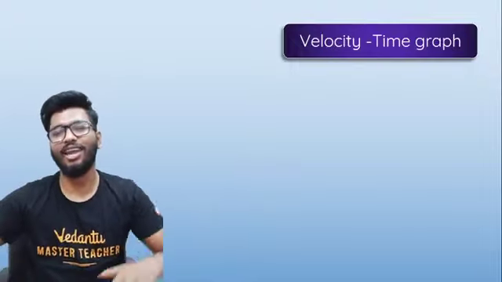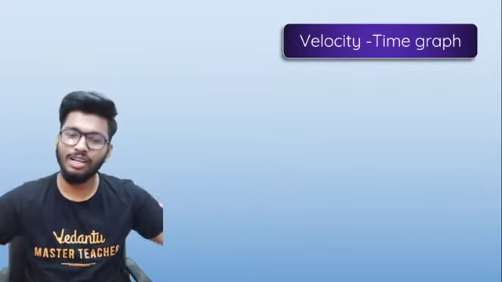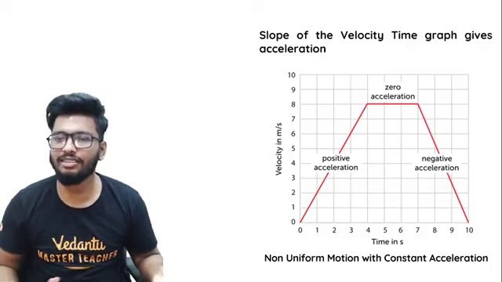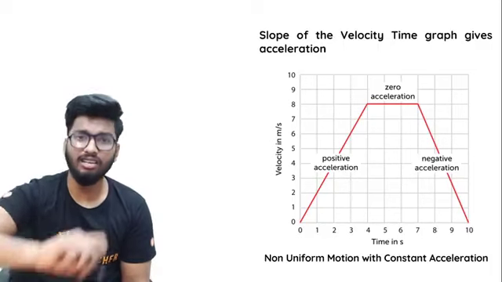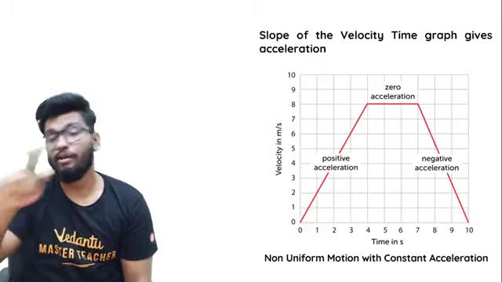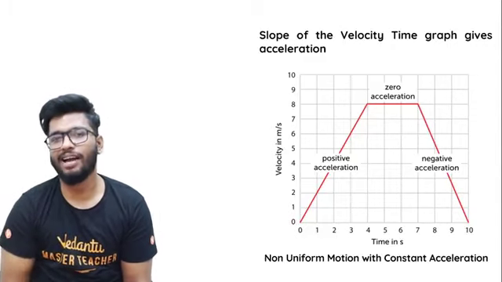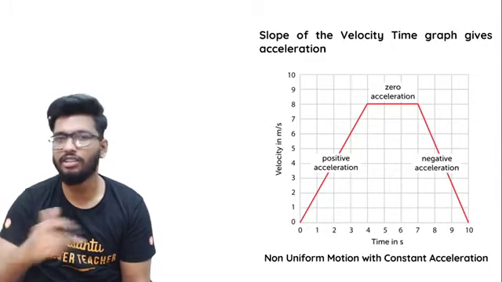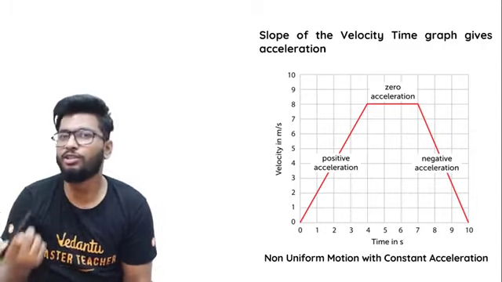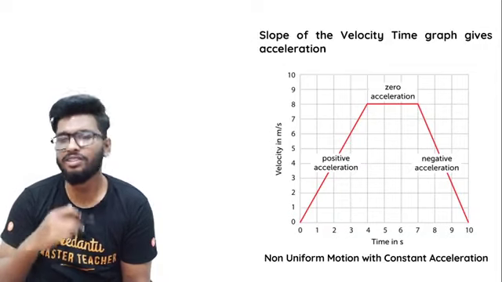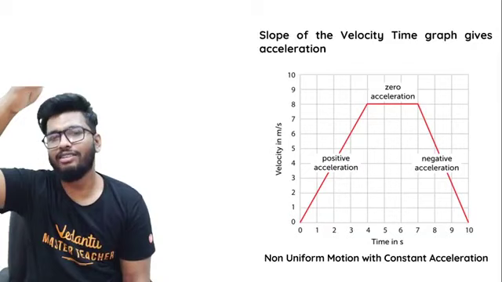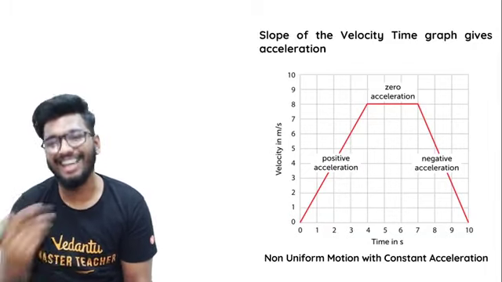Alright, guys, with that out of the way, let's talk about velocity time graph now. So a velocity time graph is basically velocity on the y-axis and time on the x-axis. If it is a linear curve which is moving upwards, then it's positive acceleration. If it's parallel to the time axis or x-axis, then it's zero acceleration. In other words, it's uniform motion. Zero acceleration means the body's velocity is not changing, because acceleration is the rate of change of velocity. So that means it's uniform velocity. And if it's coming down, then it's negative acceleration.